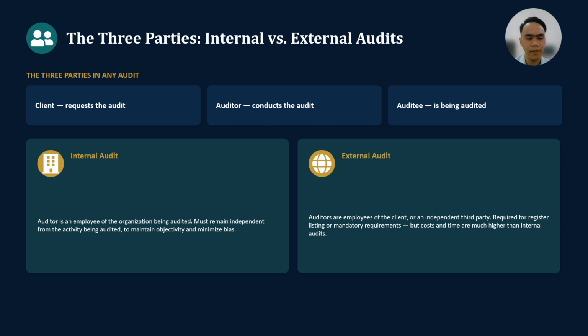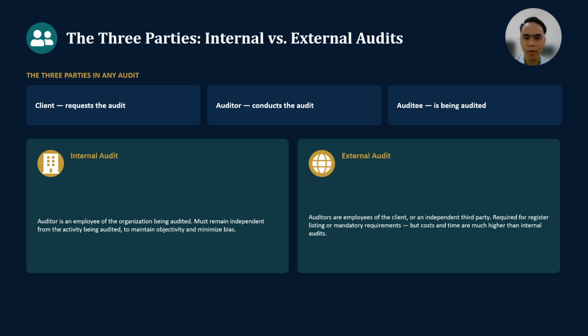When the auditors are instead not employees of the auditee but of the client, or an independent organization or third party hired specifically for the purpose, the audit is classified as an external quality audit. In this case, the auditors are clearly independent of the auditee and are in a position to provide the client with a genuinely unbiased, objective assessment. This type of audit is required to permit listing in a register or to meet mandatory quality requirements. Think of certification audits for ISO 9001 registration.